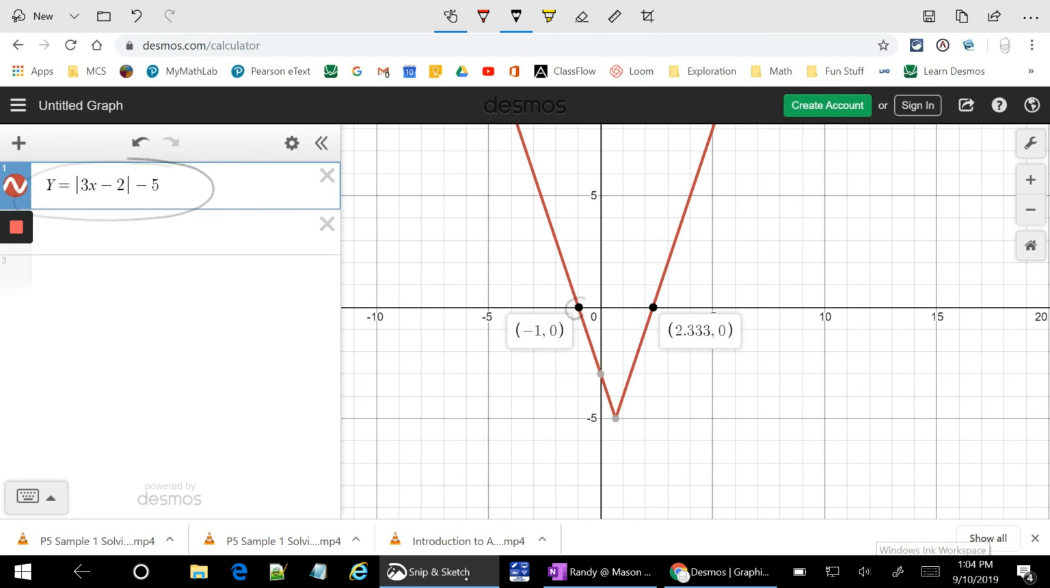And you see that where the graph intersects the x-axis, or the points where y equals 0, the output equals 0, are -1 and 2.333, which is 7/3. And then the points on the graph where the output is greater than 0 are all of these points and all of these points. So we can see that that's all the way from negative infinity to -1, and this is 7/3 all the way to infinity.